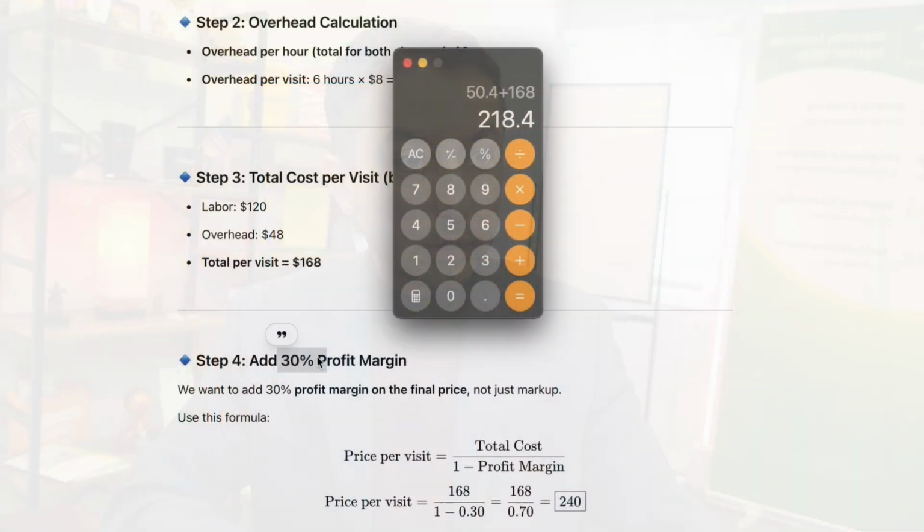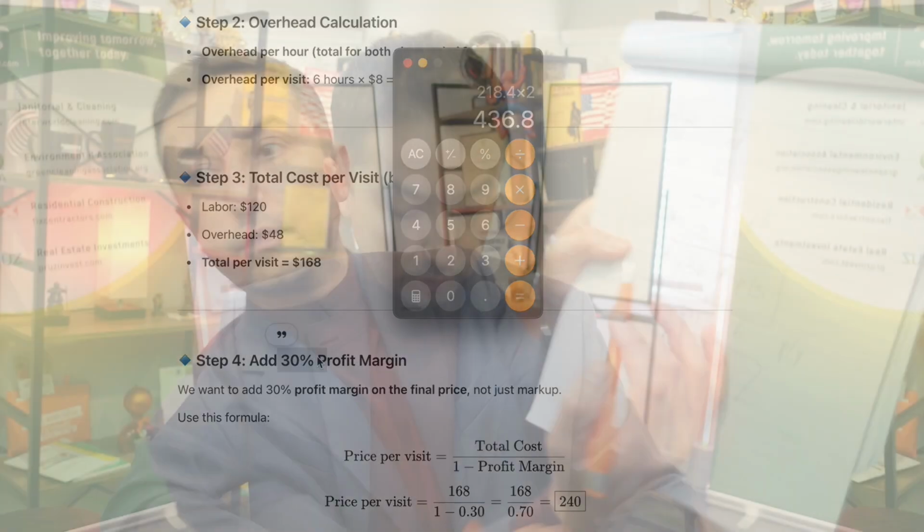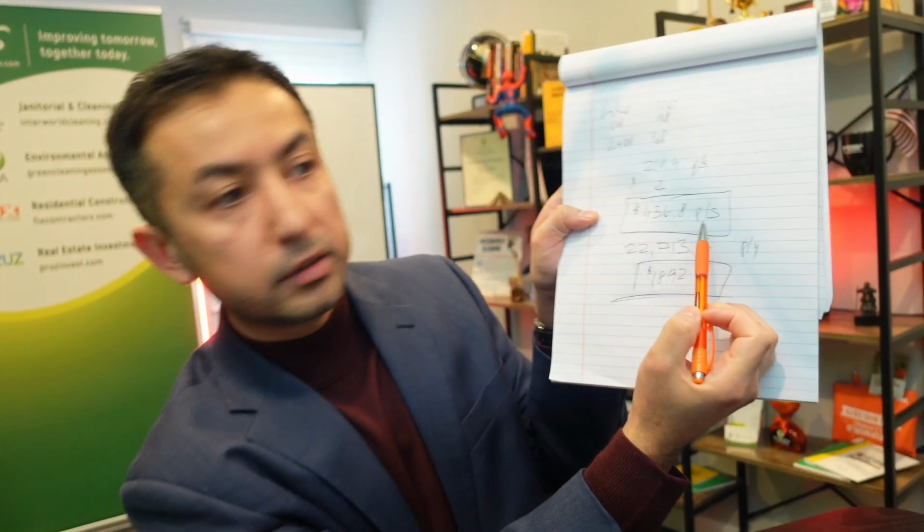So I've got this jotted down right here, just taking notes. That is per service, but now we want it twice, right? So when you want it twice, you're going to multiply this by 2. This gives you $436.80 per week. And now we need to come up with the monthly cost.